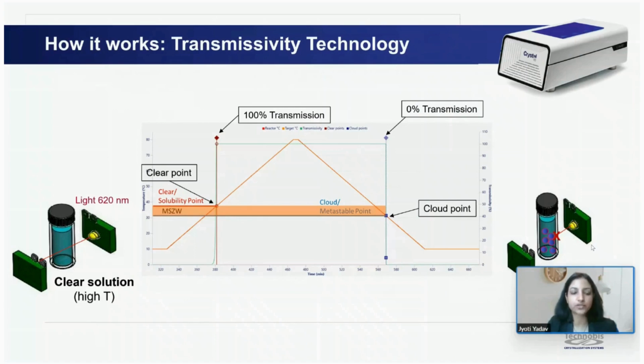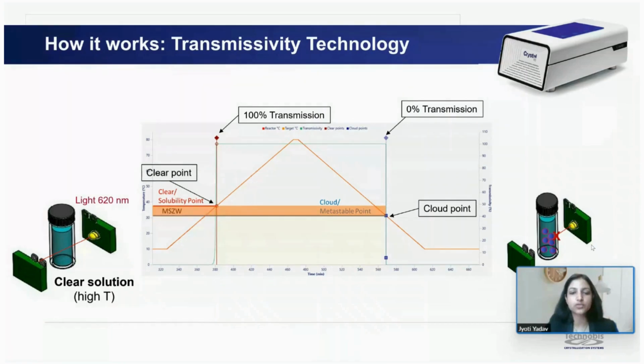While cloud point is defined as the temperature upon cooling where the last 100% transmissivity or first 0% transmissivity is obtained, which signals the appearance of the crystals. And the difference between the clear and the cloud points gives the metastable zone width. From the clear and cloud point, you can determine the solubility curve and metastable zone width curve. So there are numerous research available to determine the solubility using Crystal 16.